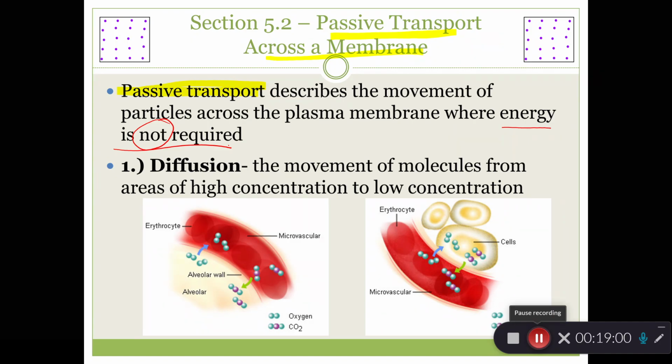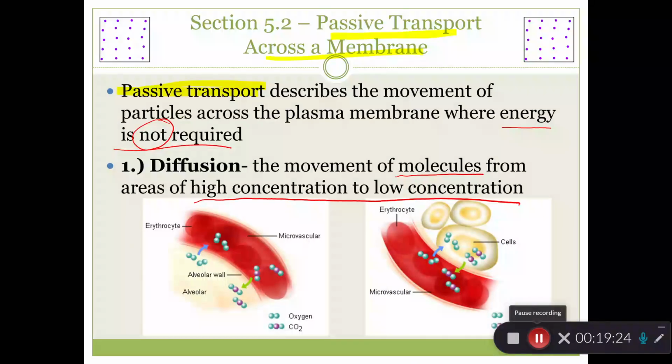It's diffusion if it's any type of molecule that doesn't require energy: the movement of any molecule except water from areas of high concentration to low concentration. If you look at the picture, I believe it's showing oxygen, and the oxygen and the CO2 move from high concentration to low concentration without energy.